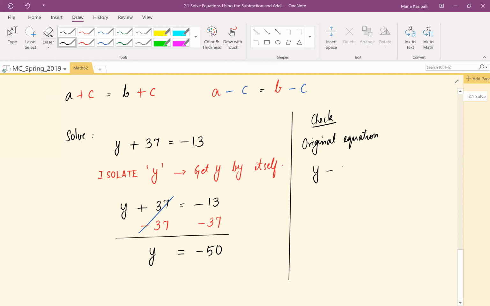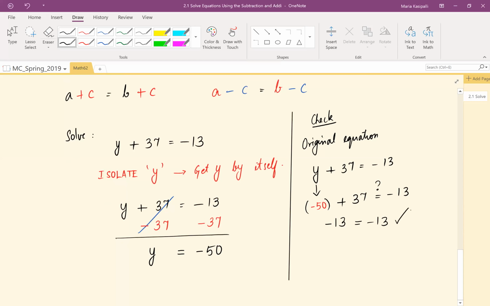So we have y plus 37 equals negative 13. And in the place of y, I have to plug in the answer I just got. Remember, when we check, we always put a question mark because we're still trying to determine if it is true or not. I plug in negative 50. In this case, when we are combining a negative number and a positive number, we have to subtract the two numbers and take the sign of the larger number. 50 minus 37 is 13. The sign of the larger number is 50, and the sign in front of it is minus. So negative 13 equals negative 13.